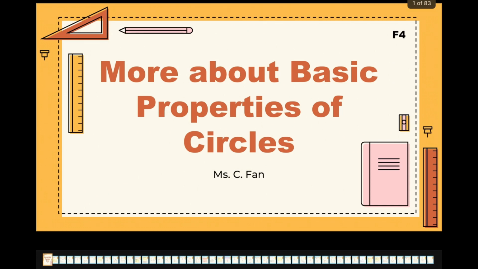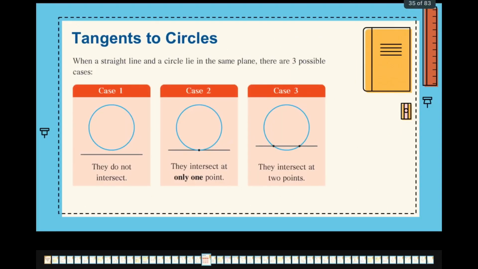Today we will talk about Book 4B, Chapter 12, more about basic properties of circles. So in the previous videos, we talked about the cyclic quadrilaterals, the opposite angles, the exterior angles, and the test for it. And today we will talk about something else. Today we will talk about tangents.